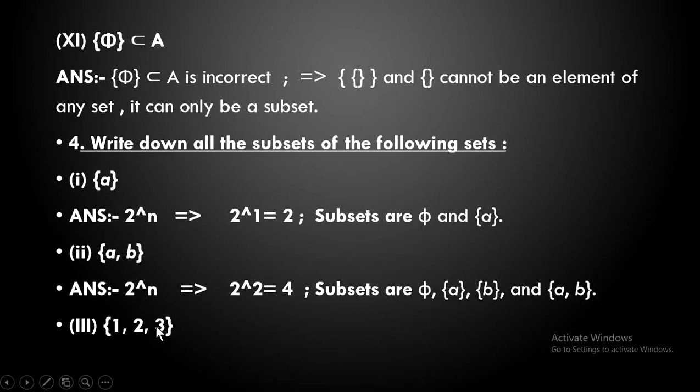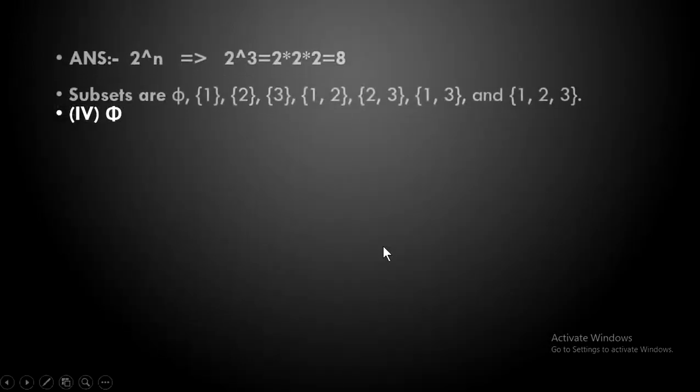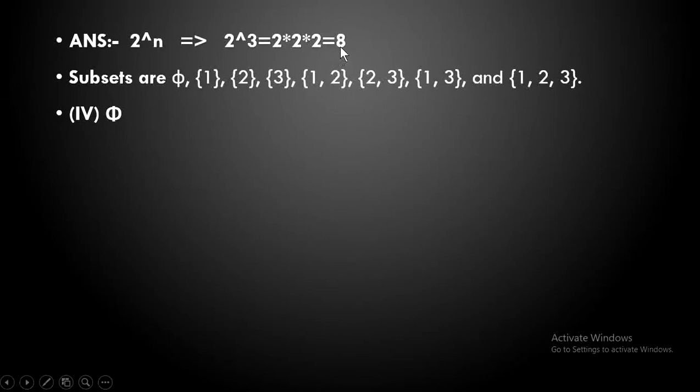Next one, since there are 3 elements, we'll do 2 to the power 3. When we do 2 to the power 3, we get 8. So there will be 8 subsets of the following set. Those 8 subsets are set 1, 2, 3 separately. Then set 1 and 2, 2 and 3, 1 and 3. Then an empty set and the set itself. Always remember that an empty set and the set itself are also subsets of the set.